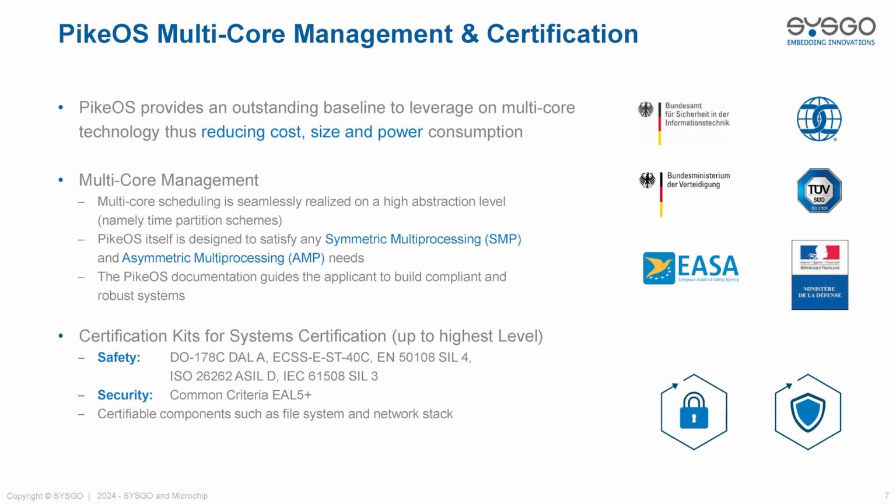PikeOS supports multi-core systems. So you can use symmetric multiprocessing on a multi-core system. You have one instance of PikeOS controlling all processor cores, and then assigning them according to the time scheduling to different partitions, so that you can define which partition shall execute on which core at which point in time. And it's also possible to use asymmetric multiprocessing, where you have one instance of PikeOS running on each core. And we have certification kits for different safety and security standards.